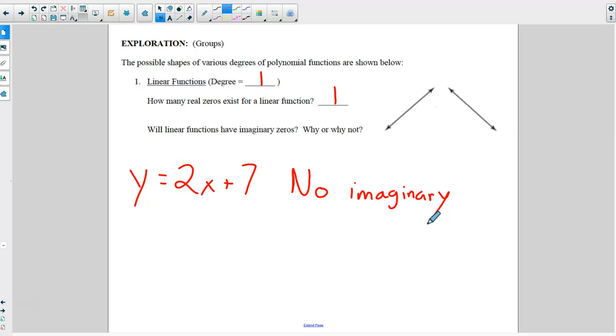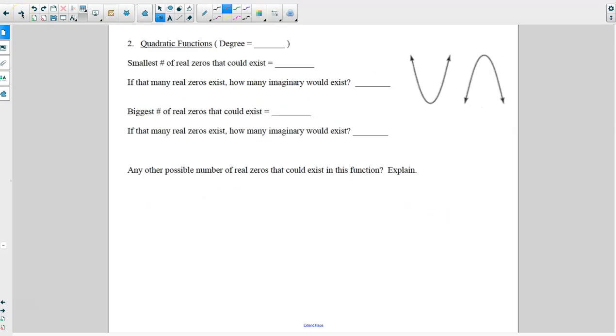We're going to see if any patterns arise, all right? So I'm going to go to the next one. So quadratic, what degree is that?